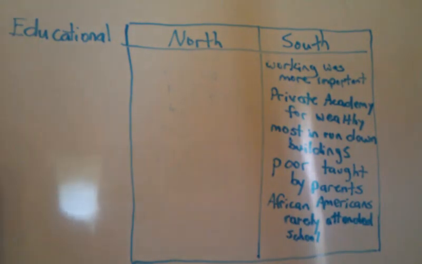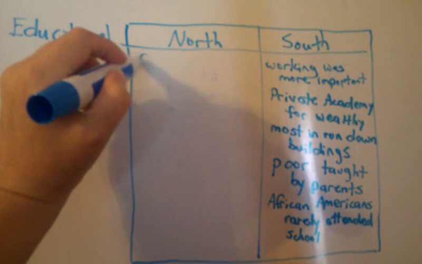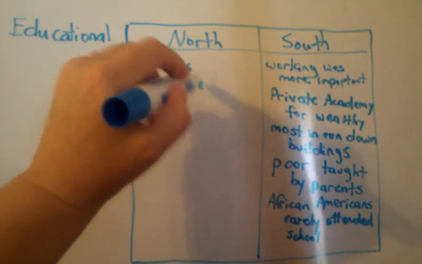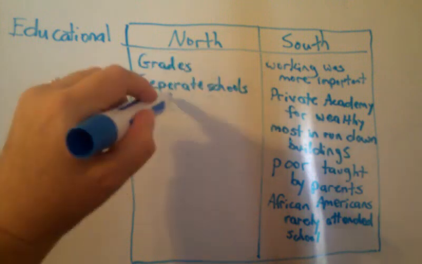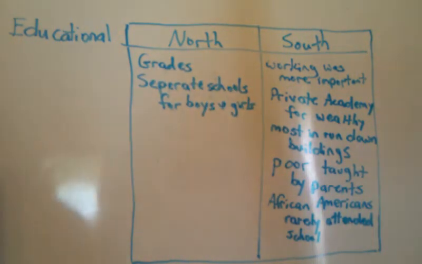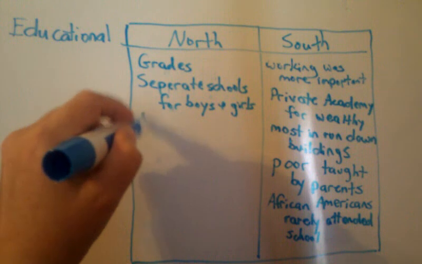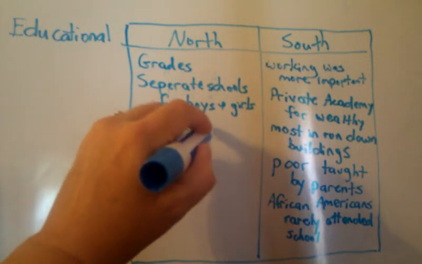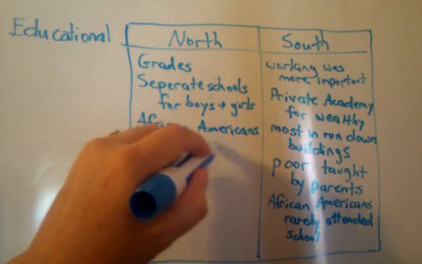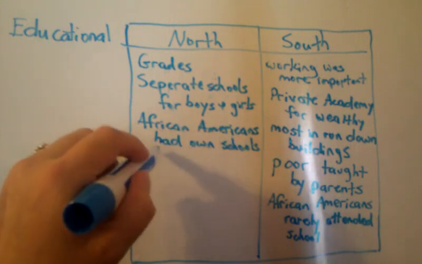Okay, now the North. The education system in the North was better developed than the South. There were grades and separate schools for boys and girls. Okay, so the North, they had grades and they had separate schools for boys and girls. African Americans had their own schools, but the schools were almost always poorly financed.